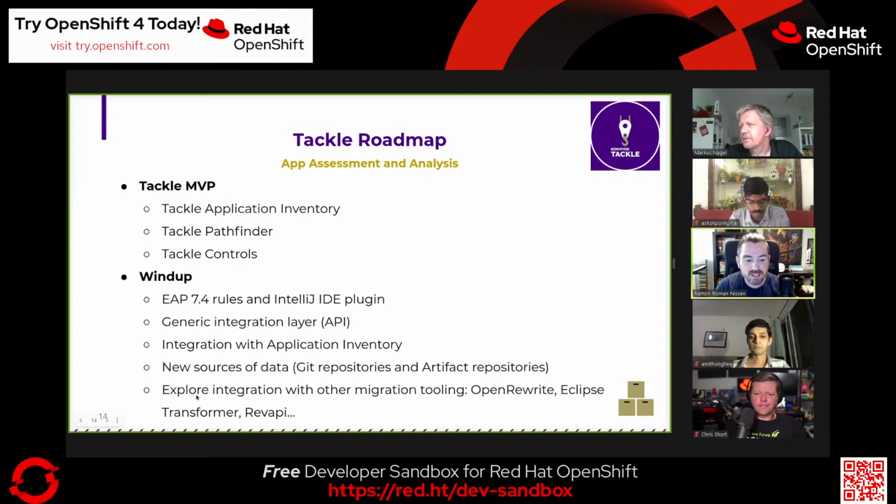To make the experience, let's say, more cloud native, now that we are delivering this in an operator deployed in OpenShift or in any Kubernetes distribution out there, we want to add some new sources of data to Windup. So make it capable of gathering application source code or binaries right from Git repositories or corporate artifact repositories instead of having to feed them manually to the tool.